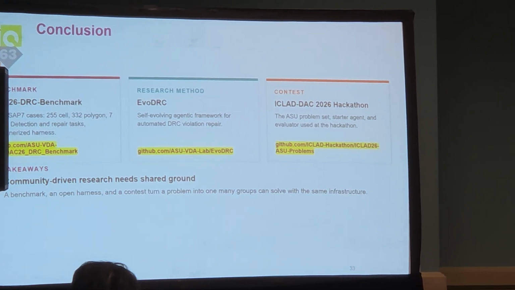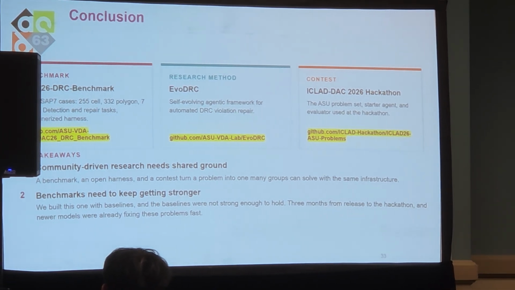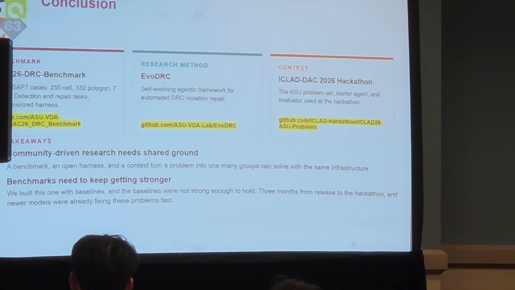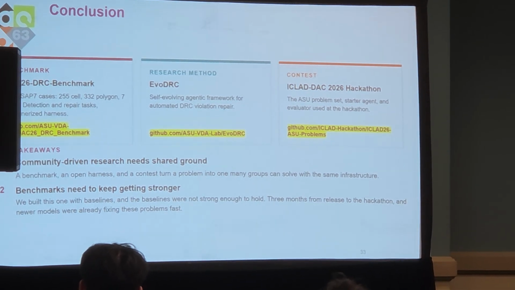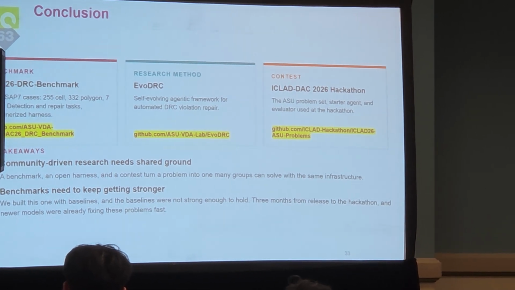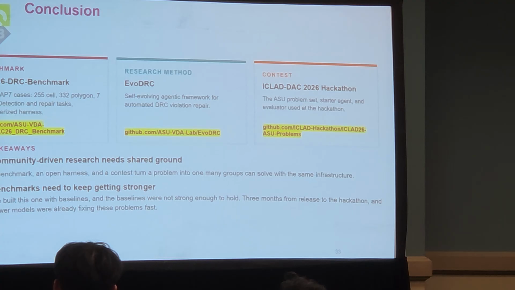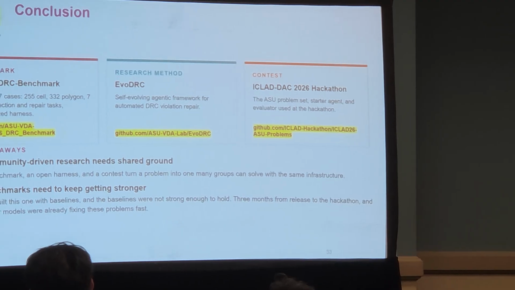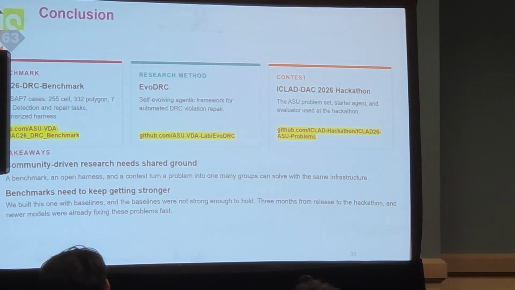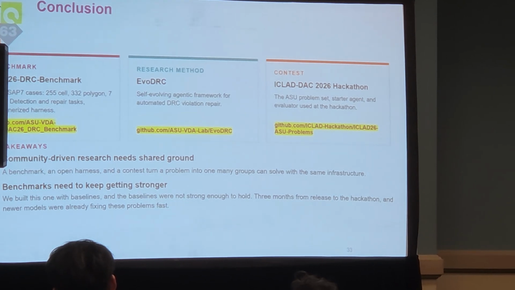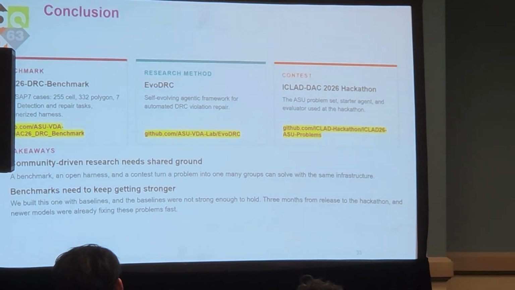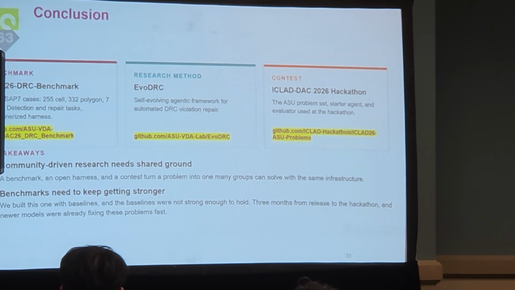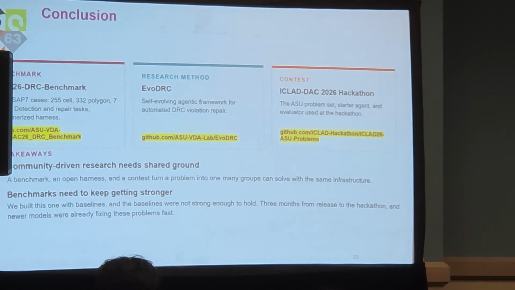I want to conclude with 2 key takeaways. First, community-driven research needs shared ground. Benchmarks, open evaluation harnesses, and perhaps a contest to turn a problem into something multiple groups can solve with the same infrastructure. And two, benchmarks need to keep getting stronger. We built this benchmark with one baseline, and over the past 3 months, the models have changed over time. 3 months from the release of these benchmarks to the hackathon today, newer models were already fixing these problems fast. So we need stronger baselines, stronger benchmarks, which need to be constantly updated. And just like the other two talks, it's a call to action from the community. Thank you so much.